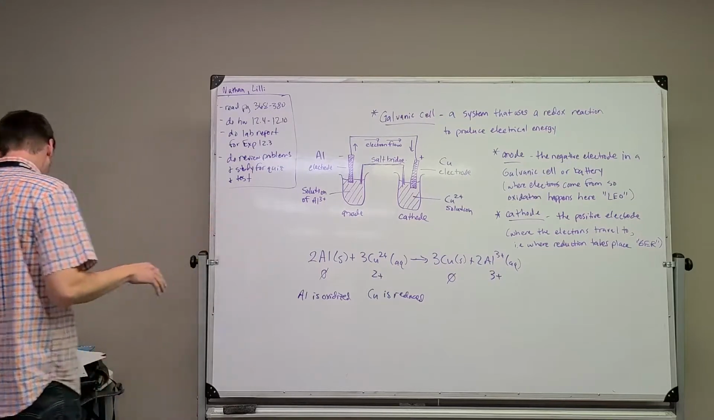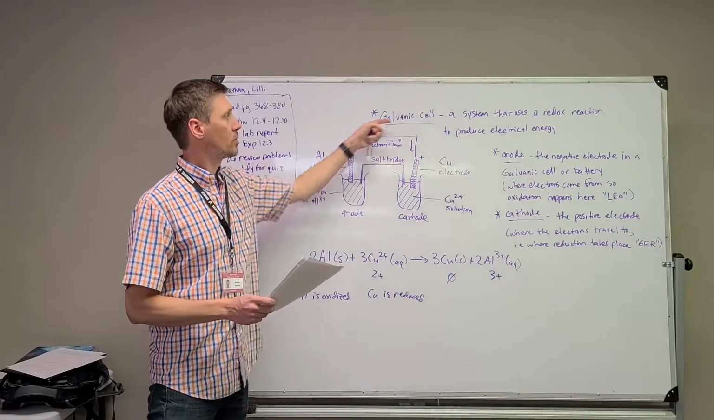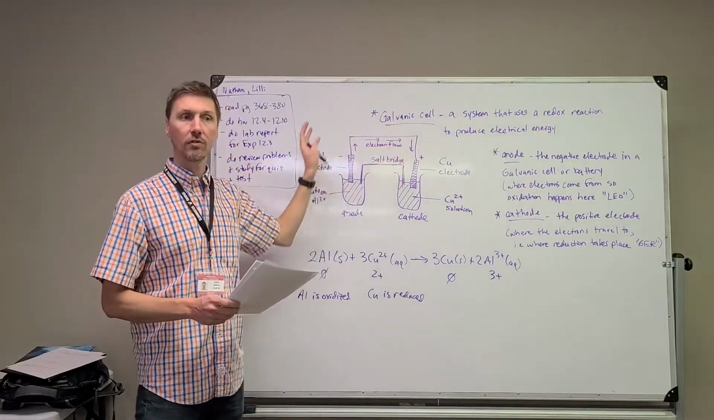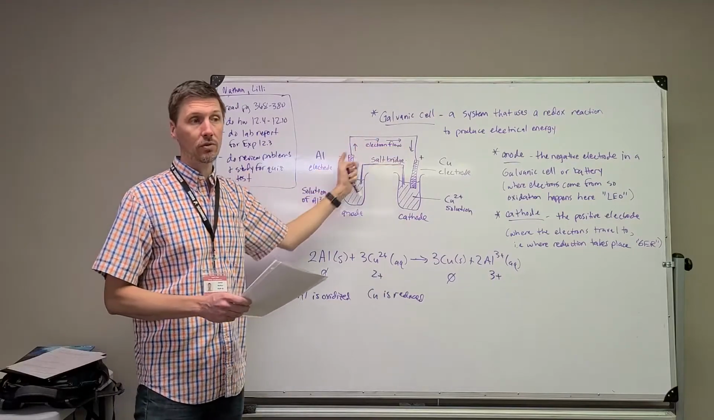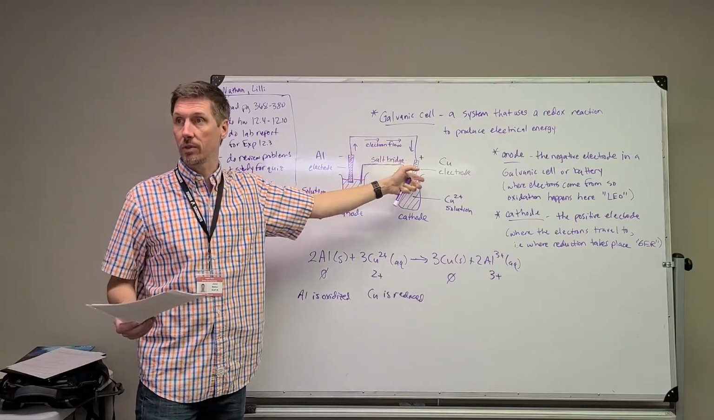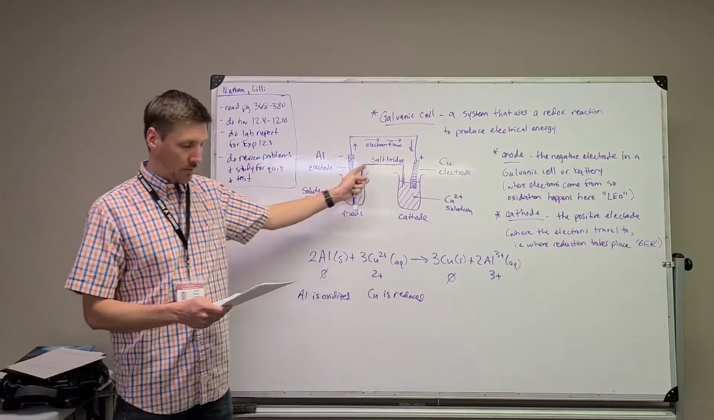Oh, by the way, let me just real quick mention this. This is just a wire here, right? So this is where the electron flow takes place. The flow of electrons is what electricity is. And so because we're getting an electron flow here, it means that we can power something with that, right? It produces electricity. Also, what's the purpose of the salt bridge?